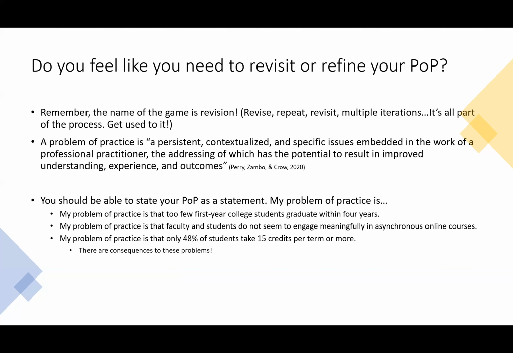And there are consequences to these problems, right? Which I will get to in the next slide. I have another problem of practice. My problem of practice is that the faculty and students do not seem to engage meaningfully in asynchronous online courses. I hope that's not the case for this course, but some institutions, maybe some departments within institutions, are having that problem. I'm sure that also occurred in some K through 12 settings. Another one of my problems of practice is that only 48% of students take 15 credits per term or more. And again, these are problems because they have consequences.